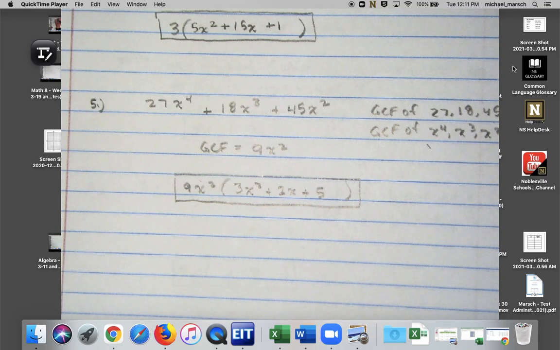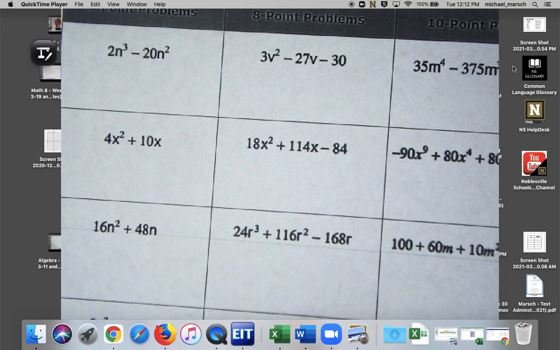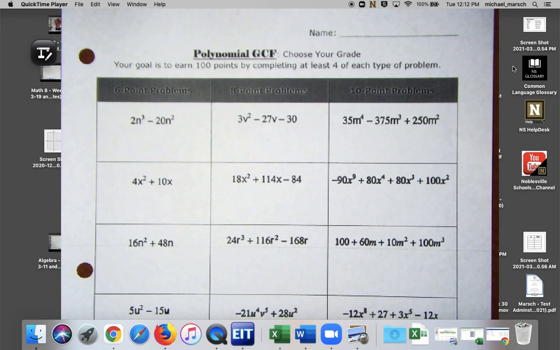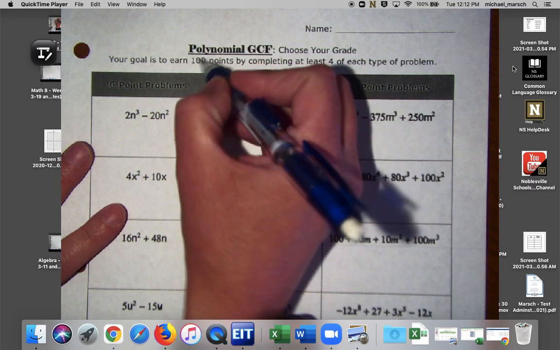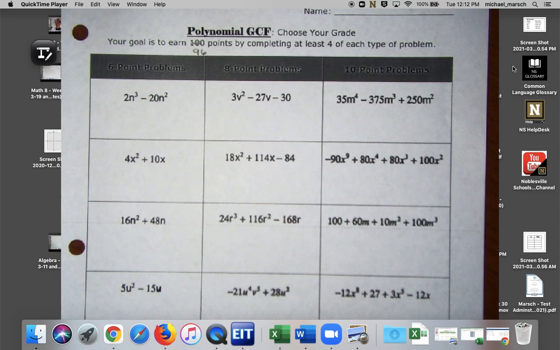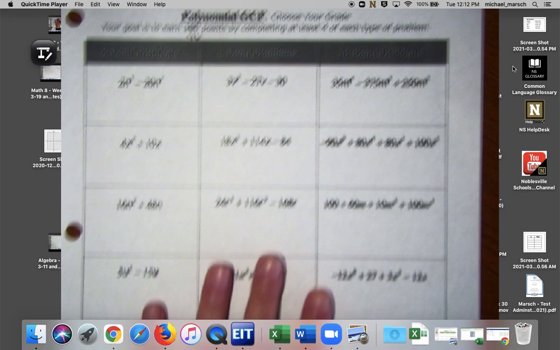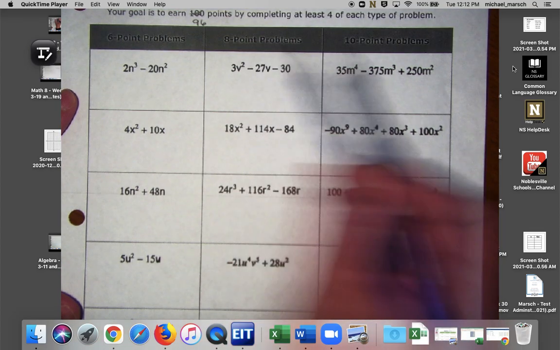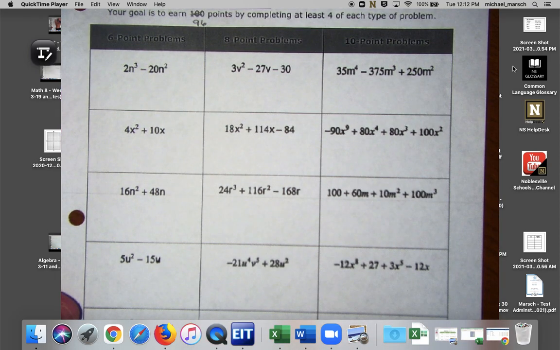Also, I want to explain how this works because it turned out to be more complicated than it should. It just says, choose your grade. Your goal is to earn 100 points by completing at least 4 of each type of problem. We're going to change this to say 96, because the students were concerned that if you did 4 of each problem, you wouldn't get to 100, and everybody likes to have 100. So change that to 96. The copier's kind of funky, but this is a 6-point column, this is 8 points, and this is 10. So you just have to do 4 from each column. Just pick 4 problems. I don't care which ones you do.